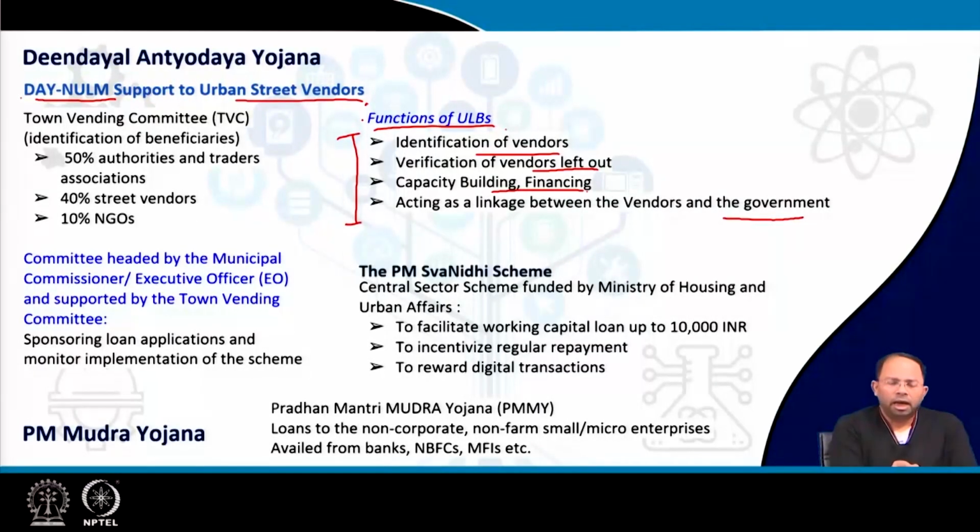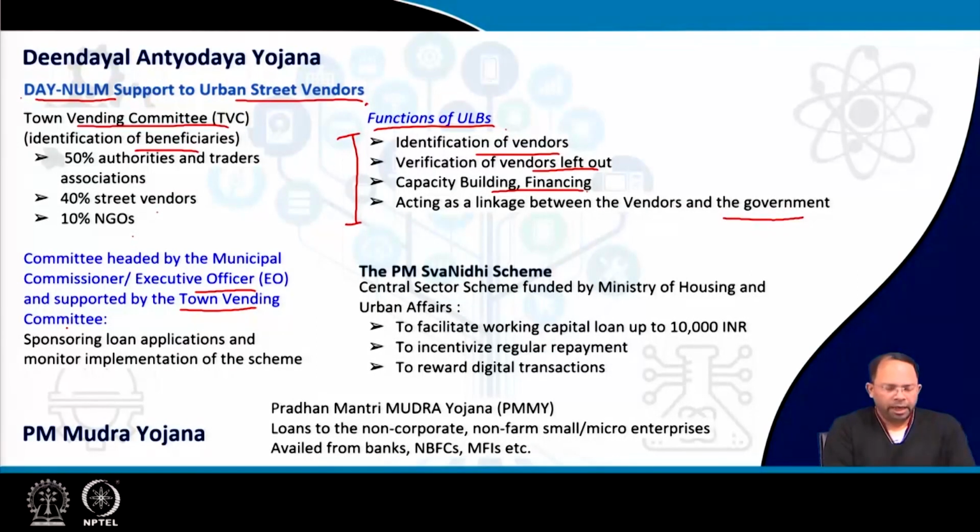For that, town vending committees are set up for identification of beneficiaries, so getting of loans and all the other schemes they are availing in this particular regard. So usually this includes 50% traders association and other authorities, 40% street vendors, and 10% representatives from the NGOs. And this is headed by the municipal commissioner or the executive officer.